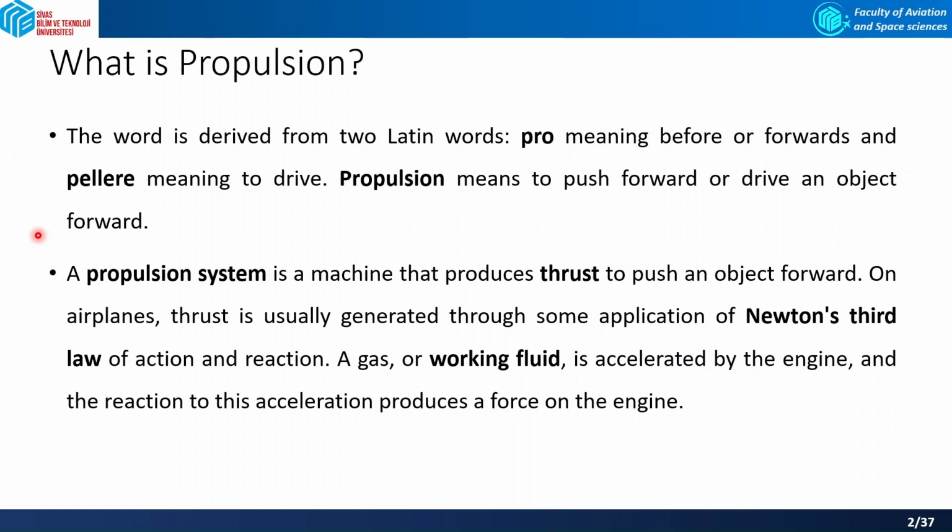The word propulsion is derived from two Latin words, pro, which means before or forward or prior, and pellere, which means to drive. So propulsion means to push forward or to drive an object forward. So a propulsion system is a machine that produces thrust to push an object forward.